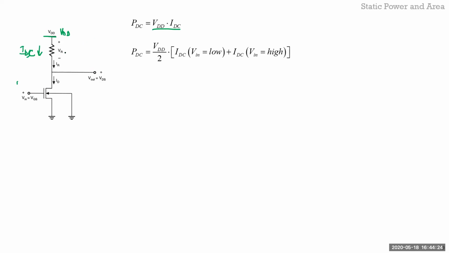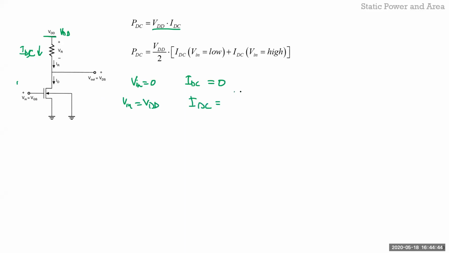The output goes to VDD. The current through the resistor is 0. No power is consumed. But when Vin is... let me write that down. So when Vin is equal to 0, IDC is equal to 0, right? When Vin is equal to VDD, what's IDC?